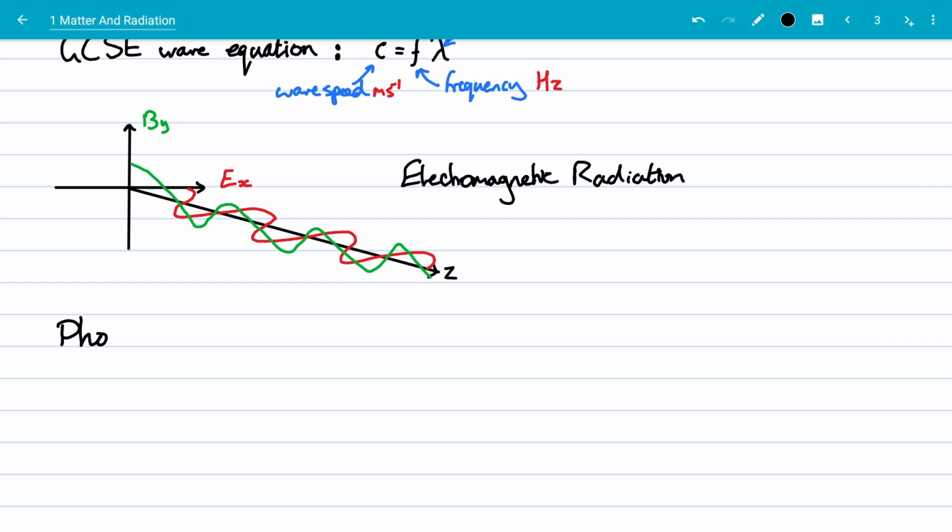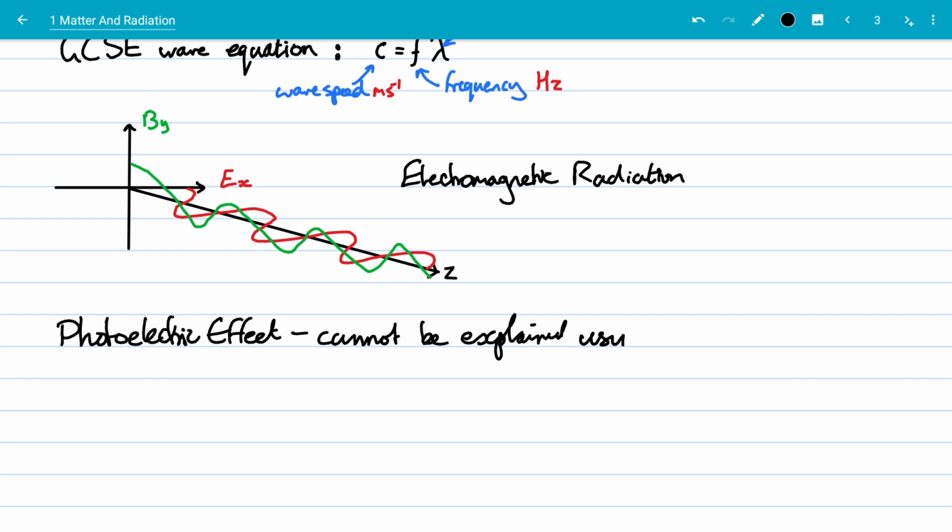So the photoelectric effect will come later when we do quantum physics, but I'll mention it here, so it's in your notes. Photoelectric effect cannot be explained using wave theory of light, let's say. Electromagnetic radiation is what I really mean, but let's just say light for brevity.